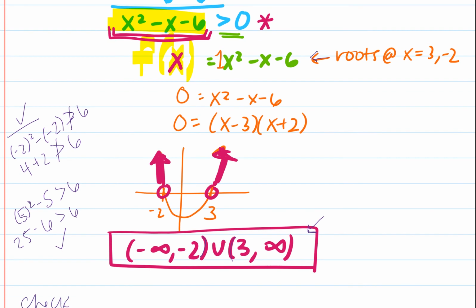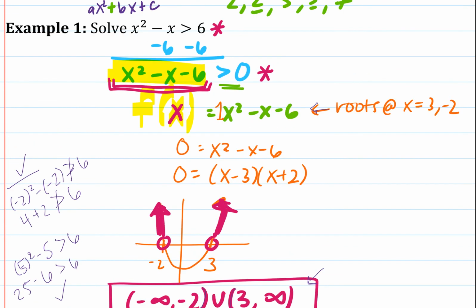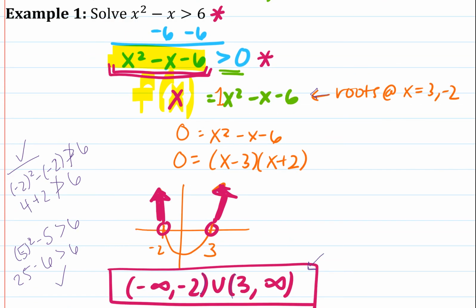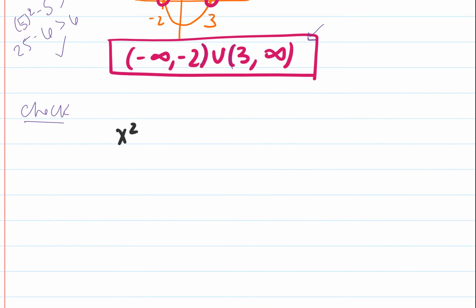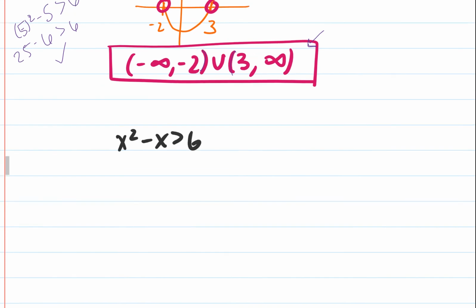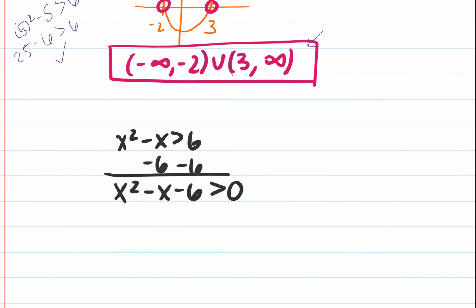Now, we solved this graphically. You can also solve it algebraically. Our work is going to start in the same way. Let's copy down the problem again. x squared minus x is greater than 6. We're going to start in the same way, which is to say we're going to get one side of the inequality equal to 0. So we have x squared minus x minus 6 is greater than 0.